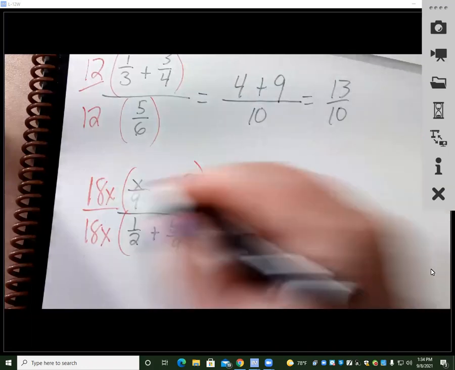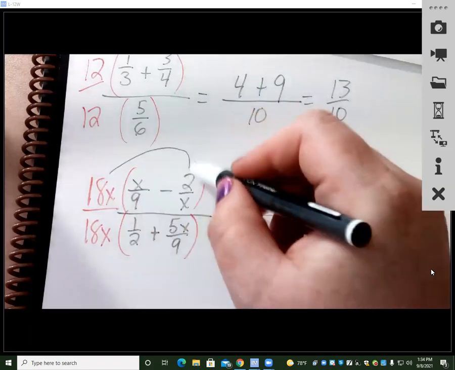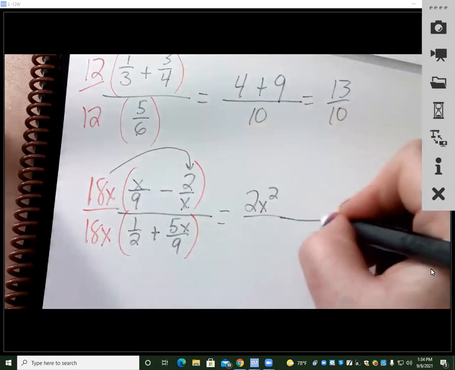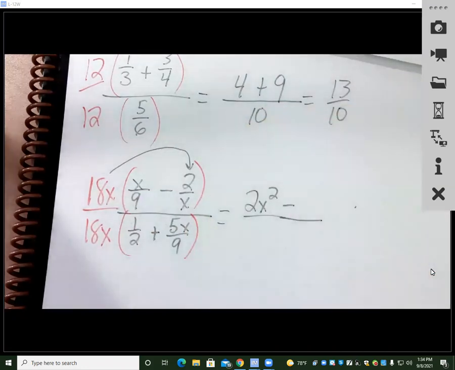Do 18x times the, it's going to be a minus, right? So do 18x times 2 over x. Divide down, multiply up. What number goes there? DJ? 36. Did you get 36?